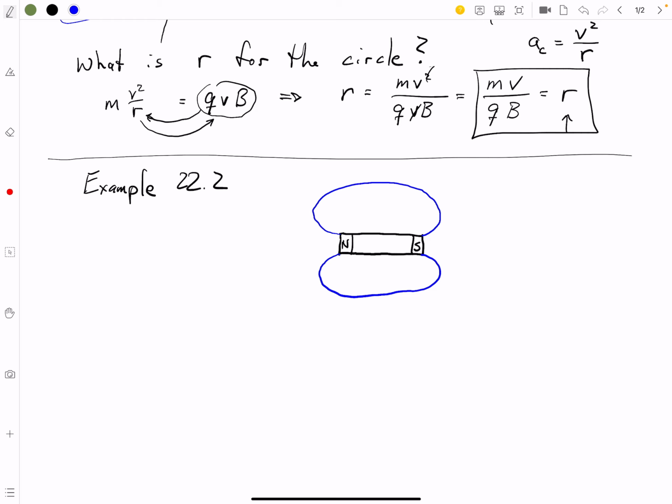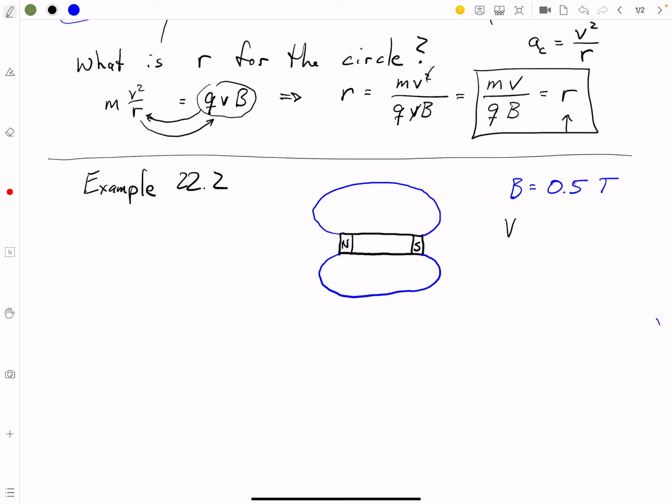What is the size of our B field? B field is equal to 0.5 Teslas, which, by the way, I just want to let you guys know, a Tesla is very large for a magnetic field. So 0.5 of a Tesla is a huge magnetic field. You would be very hard pressed to get a magnet that would do that field.